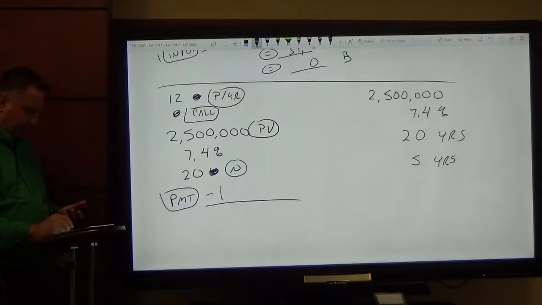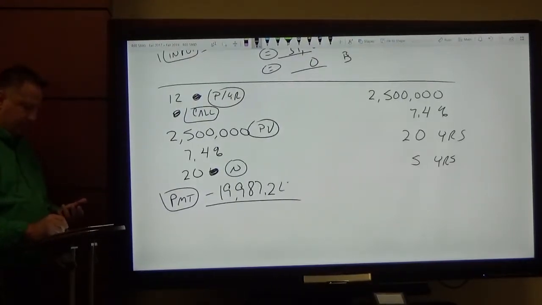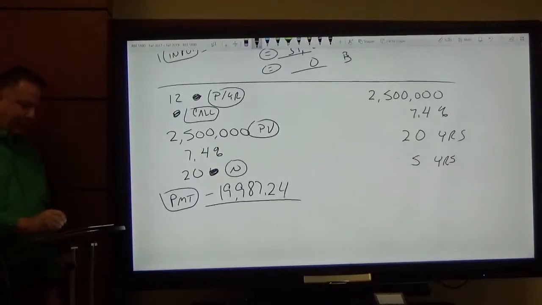Okay, yeah, $19,987.24. Everybody good with that? All right, so now what we want to know is the balance of the loan at the end of 5 years. So what are we going to do?